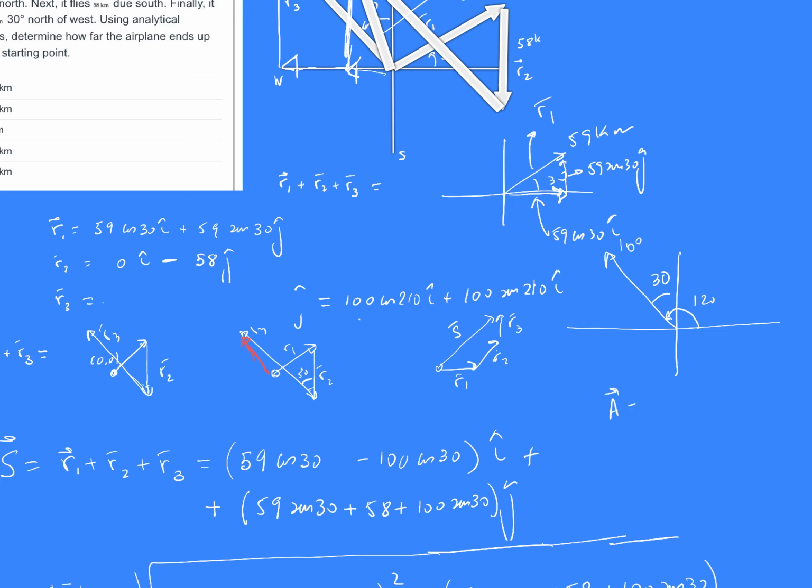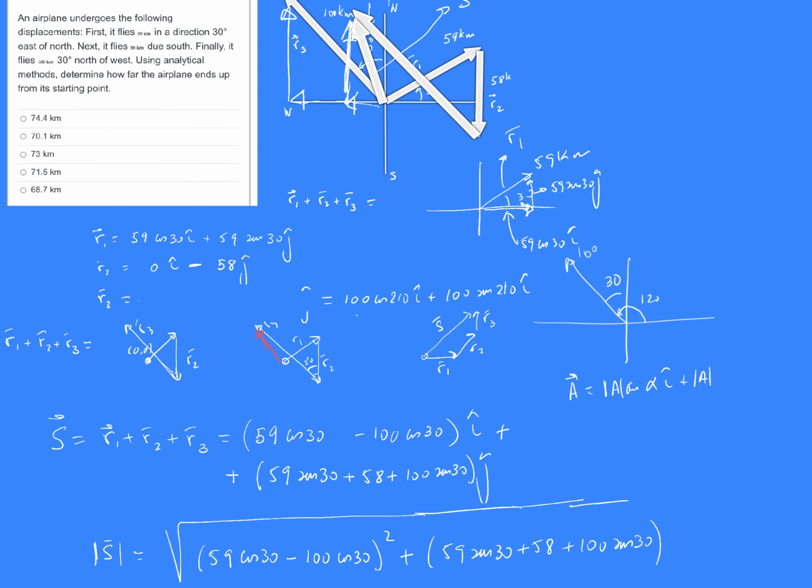In the expression, in the standard way, it is the magnitude of A, cosine of the angle with the x-axis in the i direction, plus magnitude of A, sine of alpha in the j direction. But I have said many times, it's better to visualize the vector. To visualize the vector means to see what the components of the vector are. This is 100. This is 100, okay. 100 kilometers, 30 degrees. So this is 60.